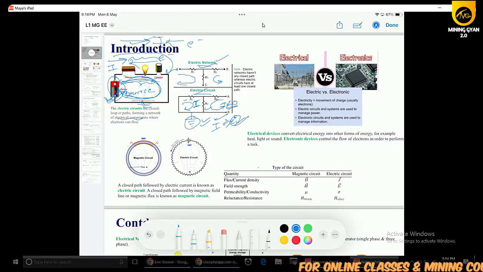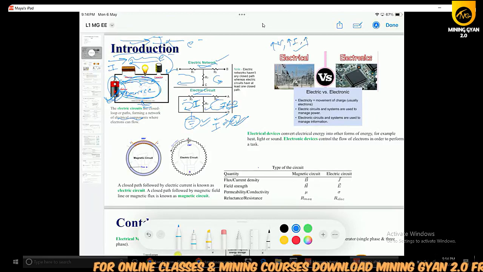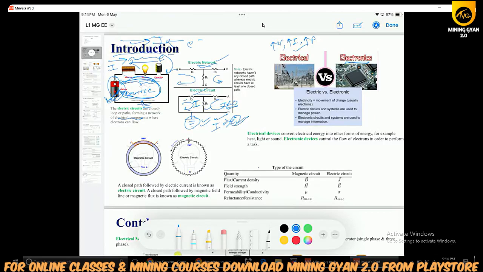Now we will see the difference between electrical and electronics. Electrical circuits deal with high voltage, high current and high power. But in case of electronics, we deal with voltage, current and power, but these three will be less compared to those three: voltage, current and power. And that is the basic difference between electrical and electronics.